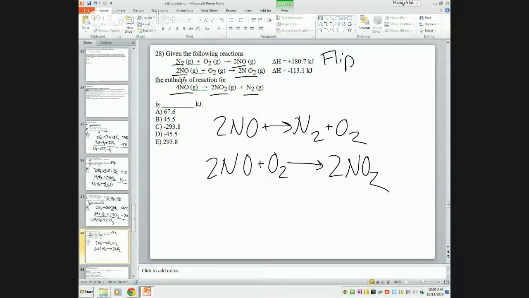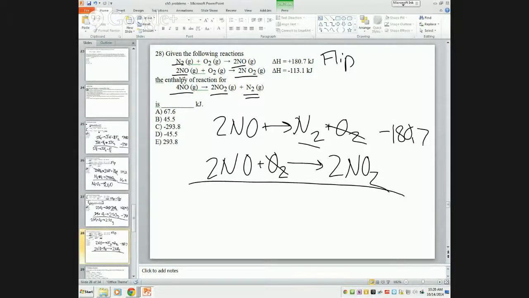All right, so let's see what happens here. Well, I got O2 canceling out with O2. I got a total of 4NO, which is what I wanted. I got my N2, and I got my 2NO2. So it looks like all I had to do was flip that first one. So that means I got to change its sign. So I should get negative 180.7.